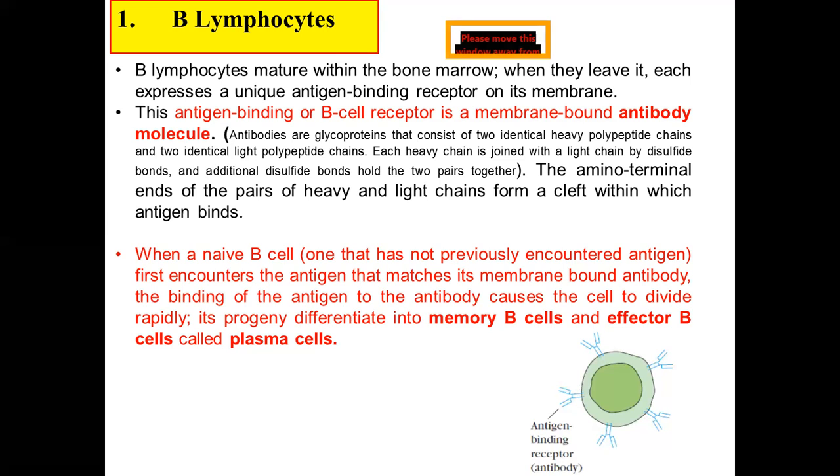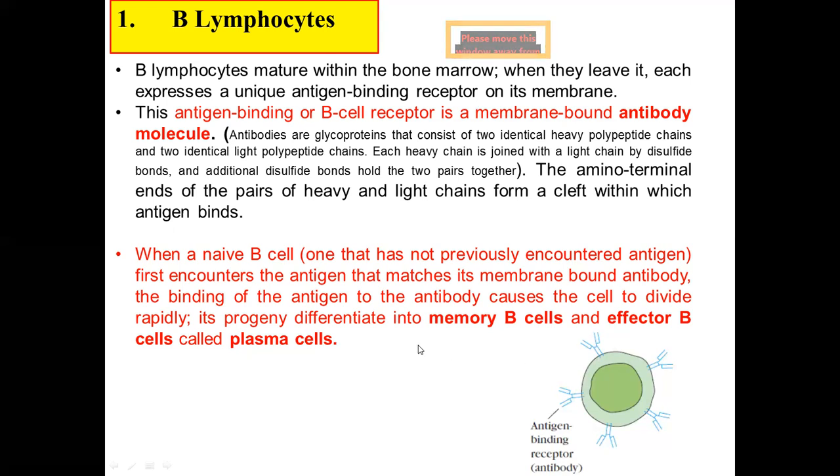Before the B cell encounters the antigen, such a type of cell is called a naive cell. The naive cell is nothing but a cell which has not encountered the antigen before. When the naive cell first encounters the antigen, the antigen matches with the membrane bound antibody molecule present on the surface of the B cell, and after it binds specifically to the antigen binding site on the immunoglobulin, the B cell gets activated.